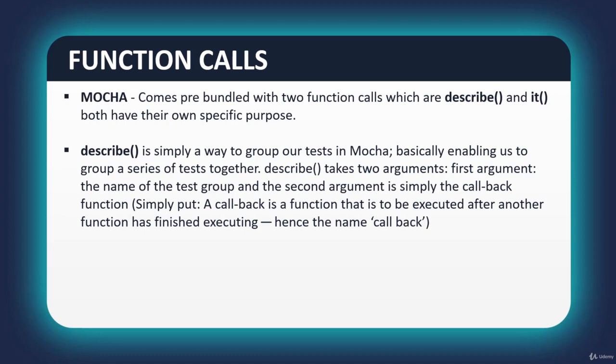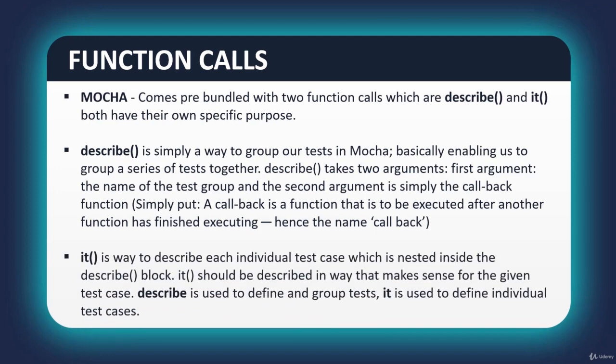Simply put, a callback is a function that is to be executed after another function has finished executing, hence the name callback. So it is a way to describe each individual test case which is nested inside the describe block. It should be described in a way that makes sense for the given test case. So describe is used to define and group tests. It is used to define individual test cases.